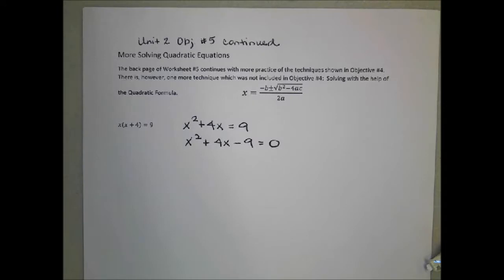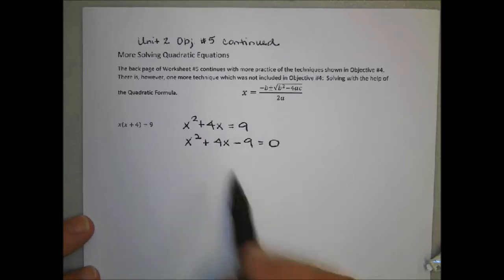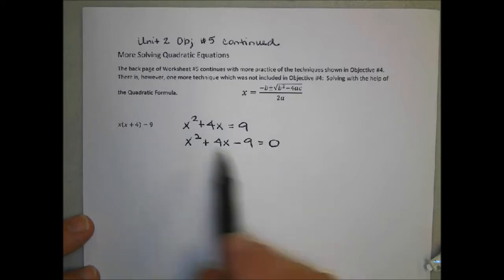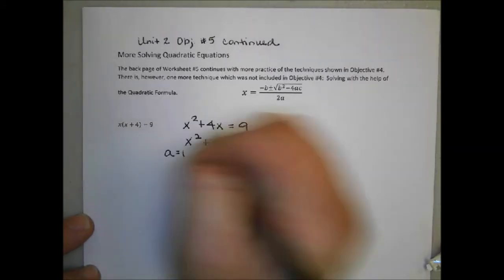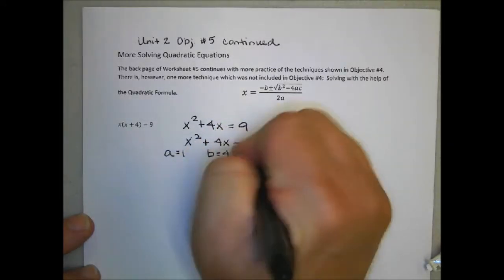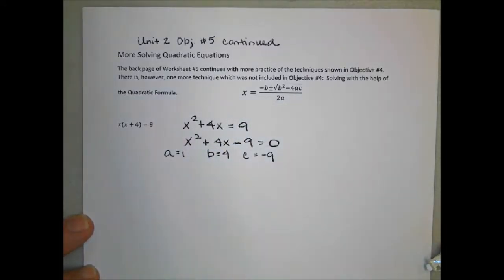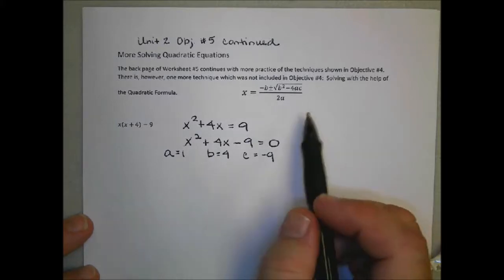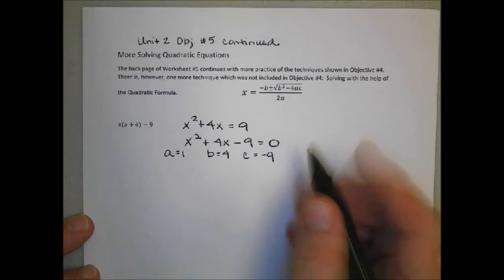Now this is not factorable. There are no factors of negative 9 that have a sum of positive 4. So I have to use the quadratic formula. Now in this particular equation, the a value is 1. The b value is positive 4. And the c value is negative 9. I'm going to plug these values into this equation.